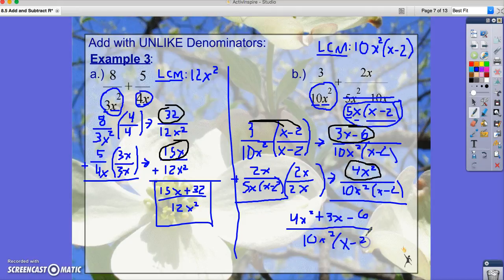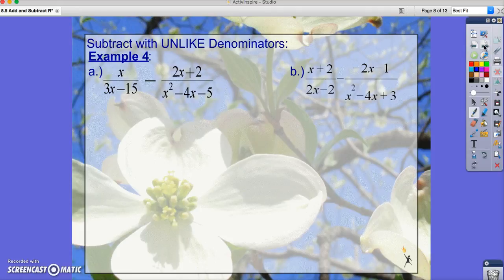Now normally we would say, okay, can we factor the top? See what simplifies. I'm going to tell you now it's not factorable, so you can just leave your answer as is. We'll see ones where it is factorable. All right. Subtract is the same idea, except you got to be mindful of the sign. So let's rewrite here.